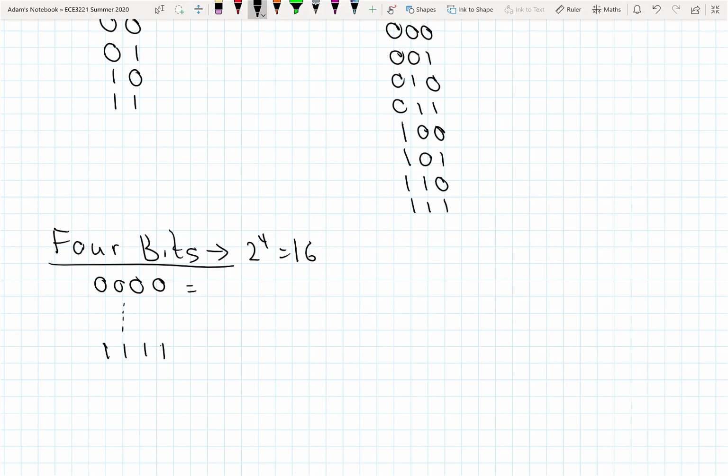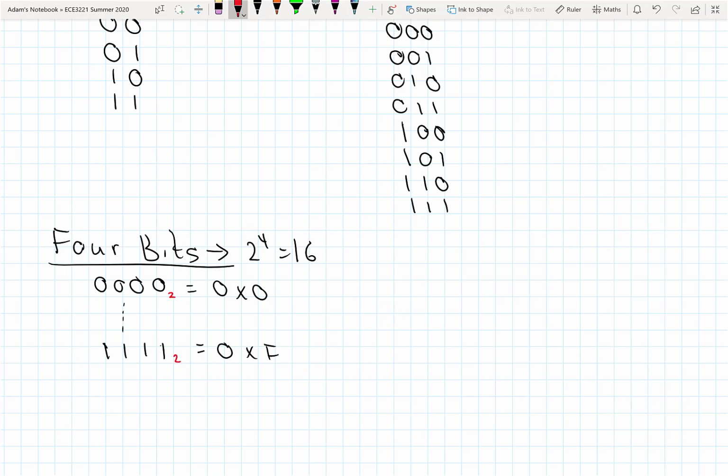So this value in hexadecimal would be equal to, let's say, 0x0. This value would be equal to 0xf. I'm using the 0x as one of the standard ways of representing hexadecimal, right?